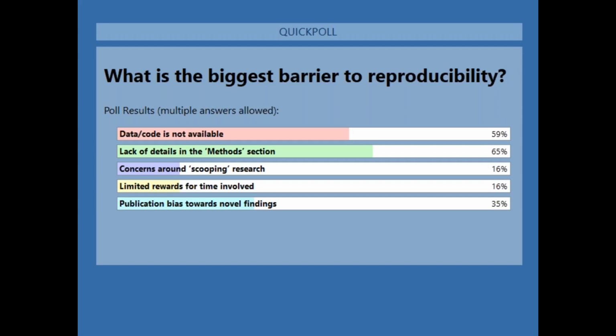So yeah, that's really interesting. So obviously lack of details in the method section and data and codes not being available, obviously really important ones. And then also quite a lot of choosing publication bias towards novel findings, which is great because these are some of the issues that we're going to be talking about today.